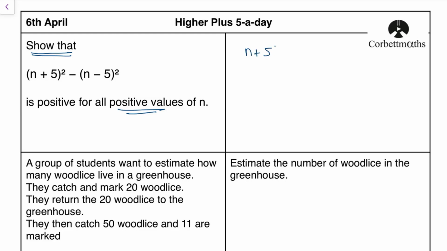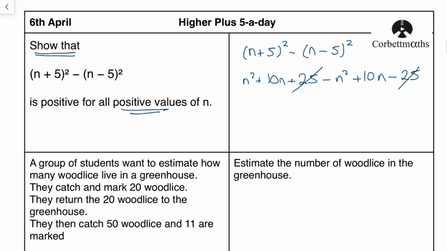So n plus 5 squared, basically just writing the same thing again, minus n minus 5 squared. Be very careful with your negatives here. That's going to be n squared plus 10n plus 25 minus n squared minus 10n, but it's a minus minus, which is a plus, and then minus 5 squared is minus 25, which gives me this. Now my 25s cancel, my n squareds cancel, so that just gives me 20n.